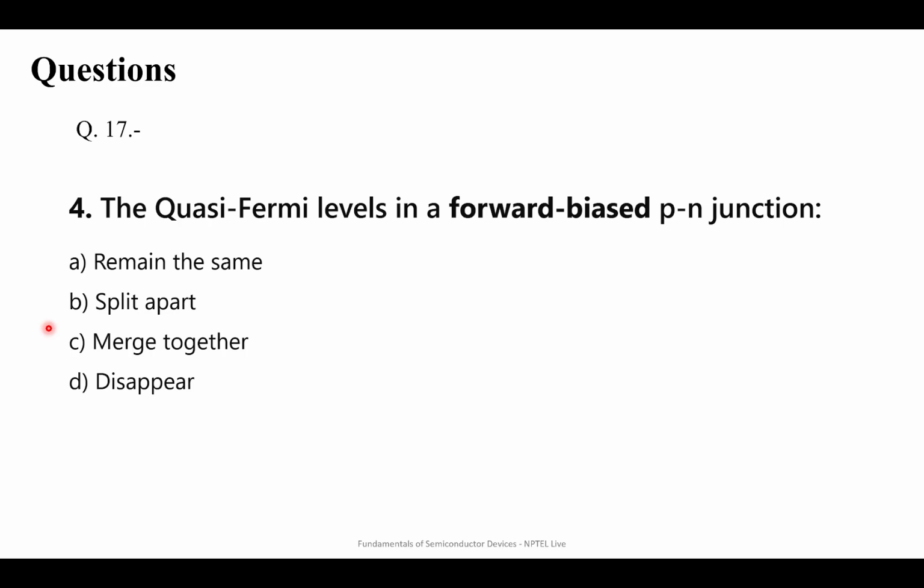The quasi Fermi levels in a forward bias PN junction remain the same, split apart, merge together, or disappear?